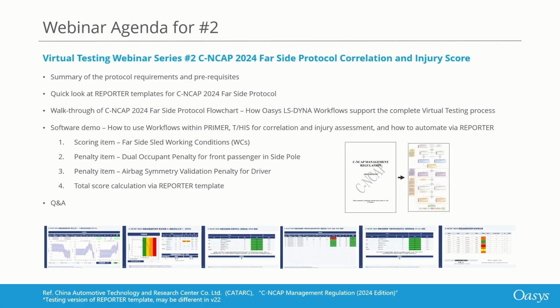So to start with, I'll give you an overview of our agenda for this webinar. I'll begin with a summary of the protocol requirements and prerequisites. Then we'll take a quick look at the reporter templates we've added support for this protocol. And then we'll walk through the C-NCAP 2024 Far-Side Protocol flowchart that we've created to help you through the process. And we'll show you how Oasys LS-DYNA workflows can support the complete virtual testing process. And then I'll show you some software demonstrations on how to use workflows within Primer, THIS, and Reporter. To finish with, we'll have a time of Q&A.